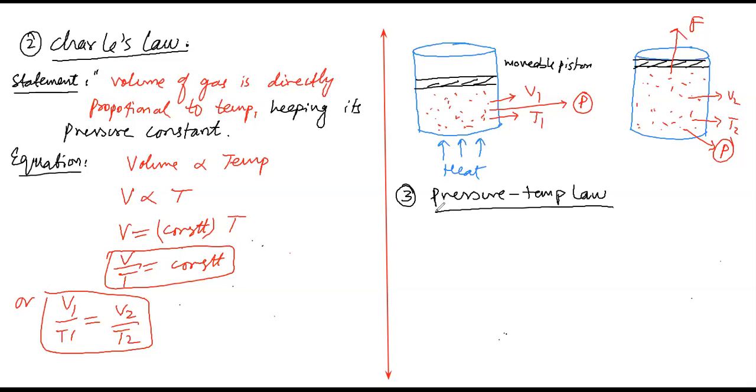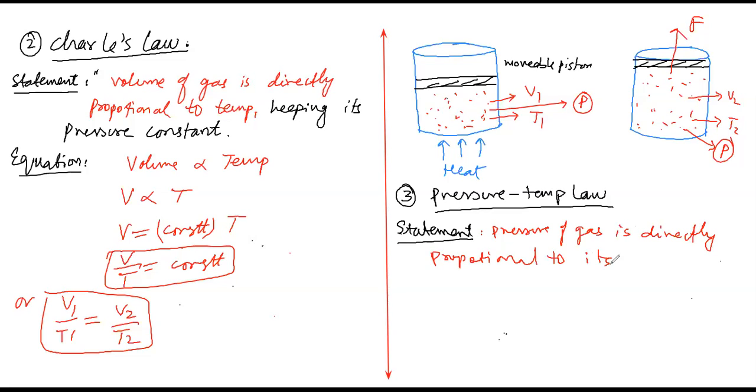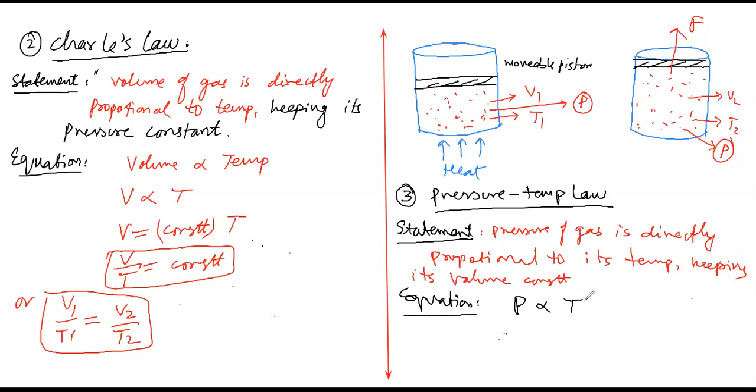Okay, pressure temperature law. The statement is quite simple: the pressure of a gas is directly proportional to its temperature, keeping its volume constant. This time we are keeping the volume constant. If we talk about its equation, pressure is directly proportional to temperature and volume will be unchanged.